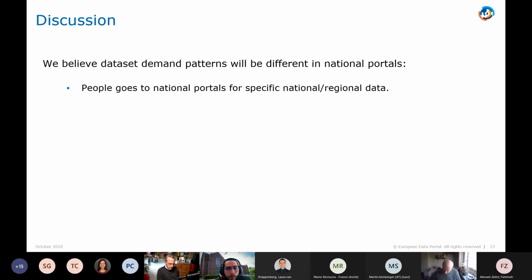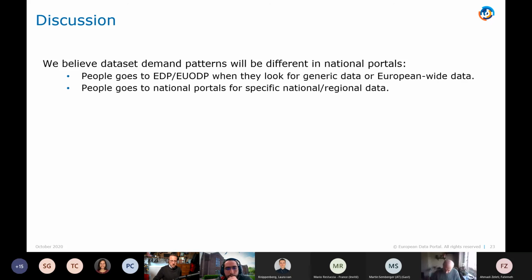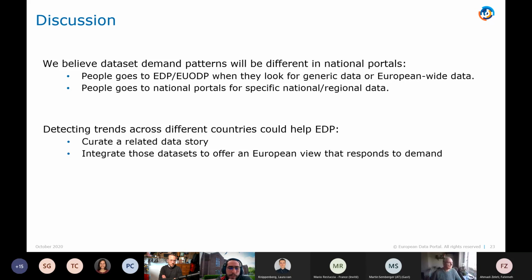Some points that I would like to add for discussion. We believe that dataset demand patterns will be different in national portals. People go to national portals for specific national or regional data, and people go to the EDP when they look for generic or European-wide data. We think that if we are able to detect these trends across different countries, where, for example, a particular dataset is more in demand, or if we see that people across Europe are really looking for vaccine distribution in all the national portals, then if this information is sent upstream to the EDP, the EDP could curate a related data story and put some effort into integrating those datasets to offer a European view, so it can quickly answer the same question, for example, vaccination plans or vaccination distribution across all Europe.